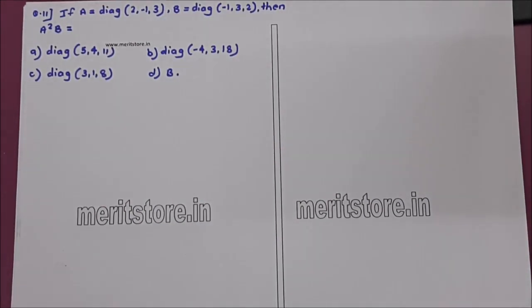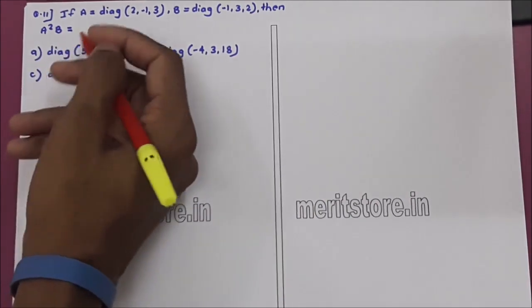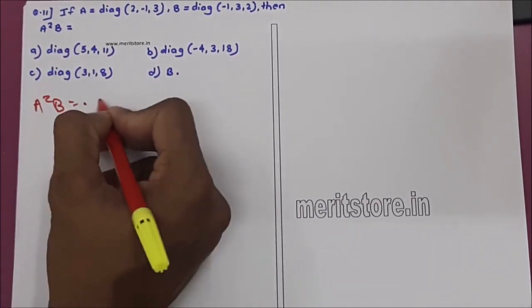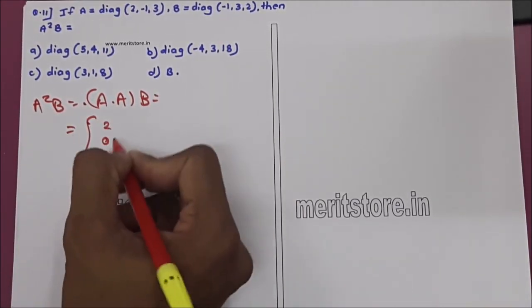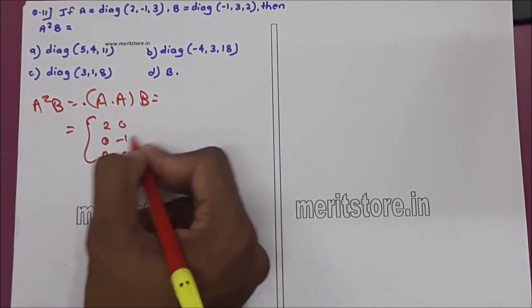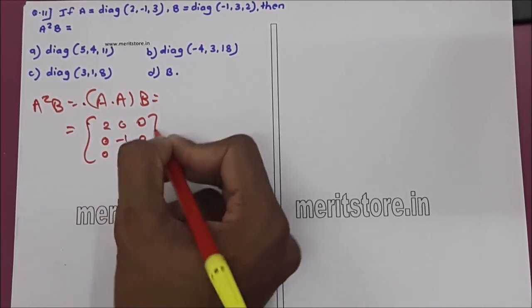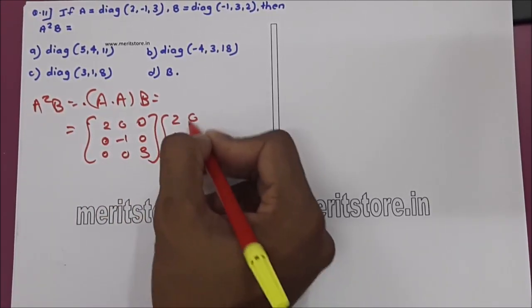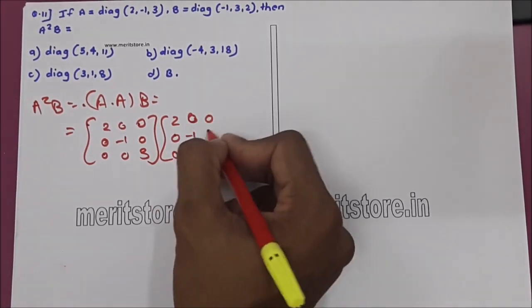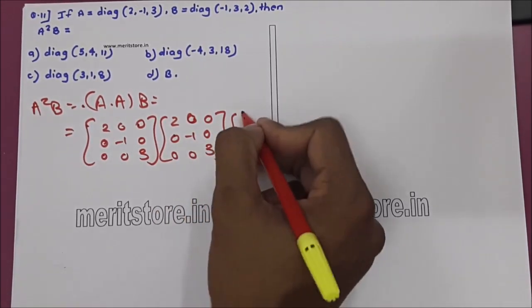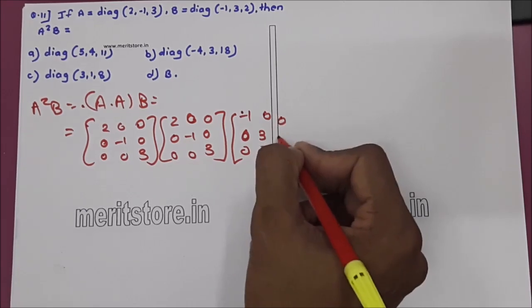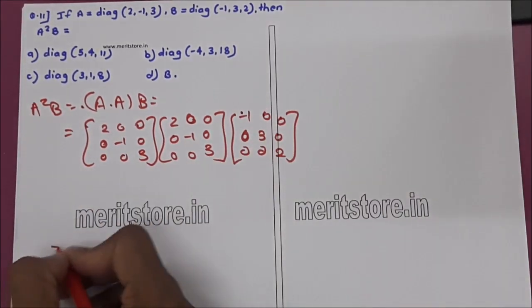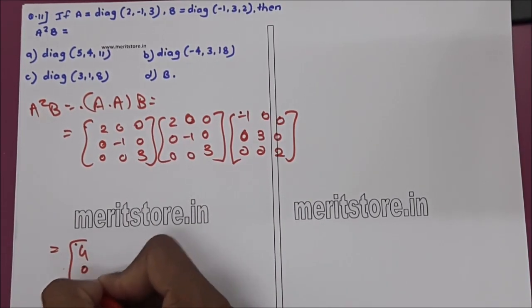Question 11. If A is diagonal 2, minus 1, 3 and B is diagonal minus 1, 3, 2, then A square B is, we write A square B is equal to A into A into B. We solve for this, we get 2, 0, 0, 0, minus 1, 0, 0, 0 and 3. Substitute all the values of the matrices. We solve for this, we get 4, 0, 0, 0, 1.